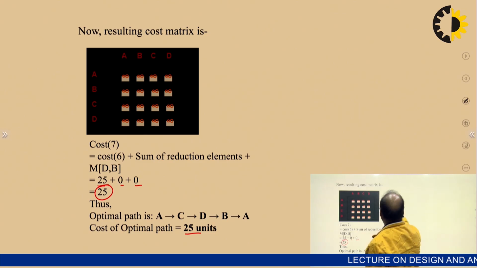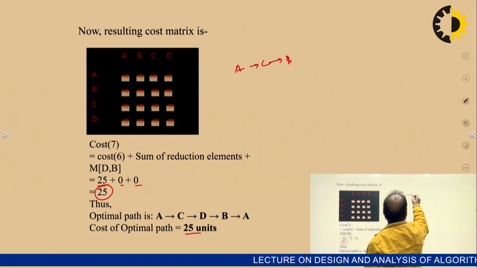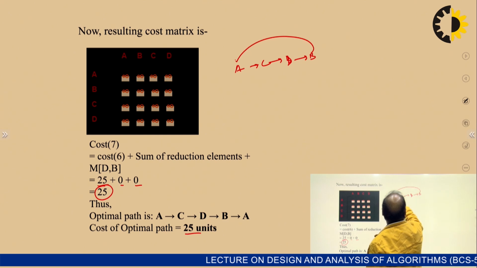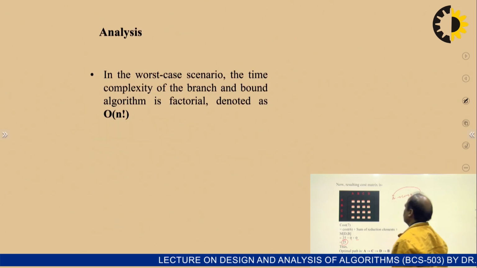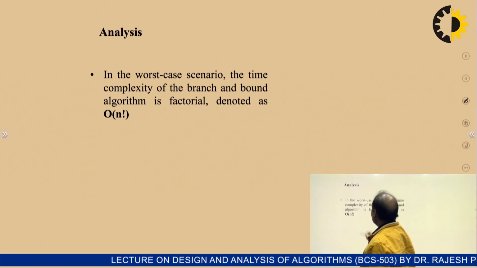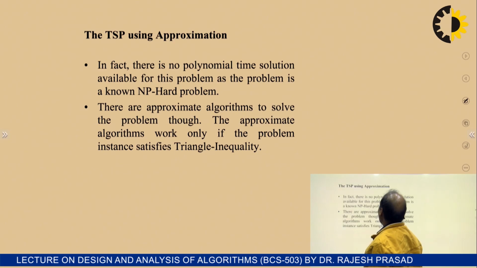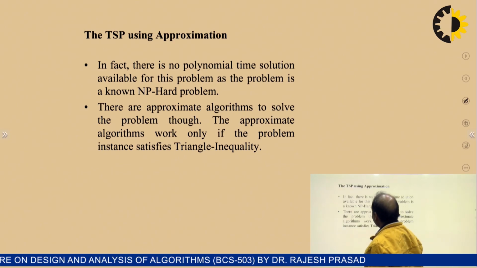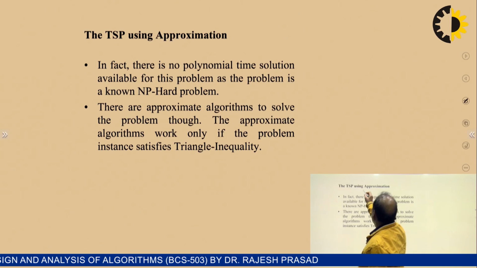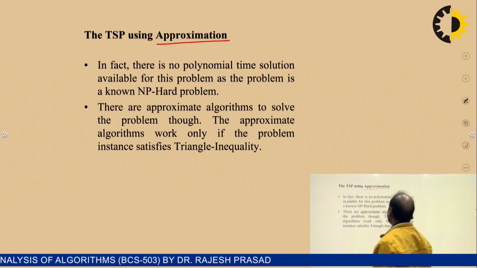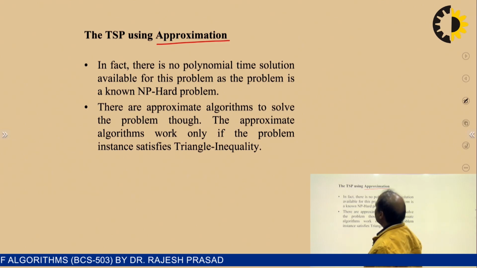And what is the path? We got it: A to C, C to D, then D to B and B to A. This is the salesman tour, right? Same thing, if you go to its analysis, it is going to be n factorial. And we know that this is a very hard NP problem. So if you understand its approximation solution, it will be easier, because in approximation you may not get an exact solution, but the problem can be solved in near optimal, near polynomial time.